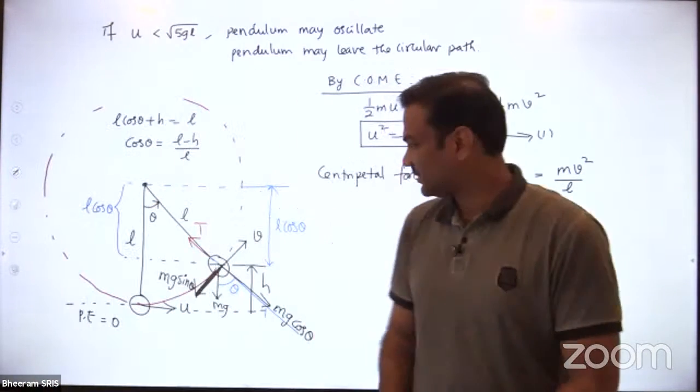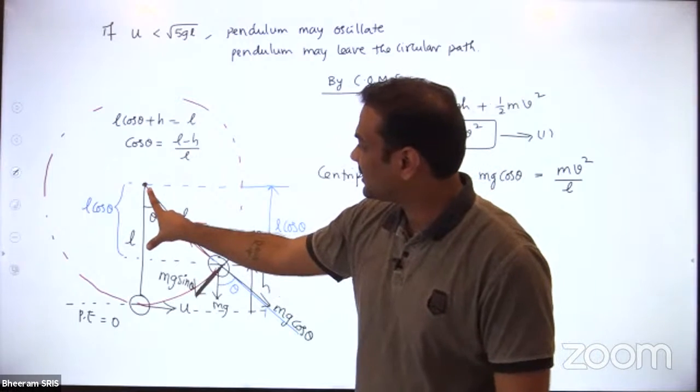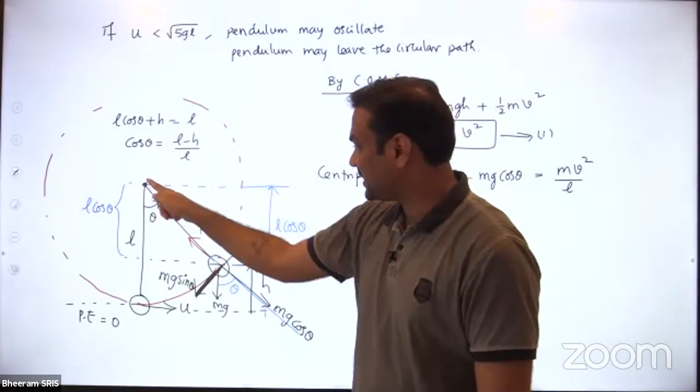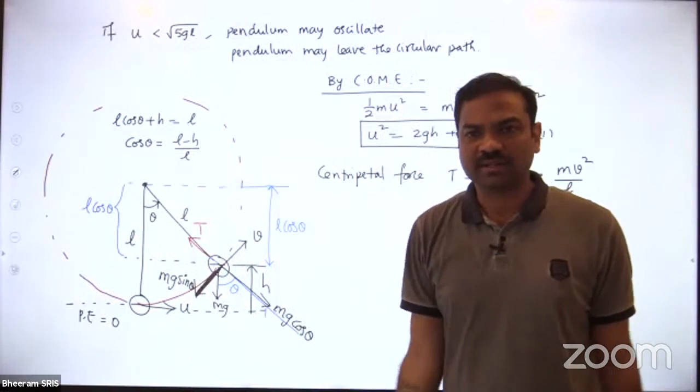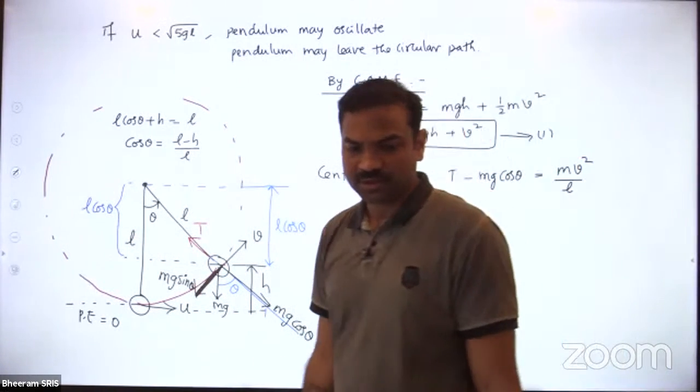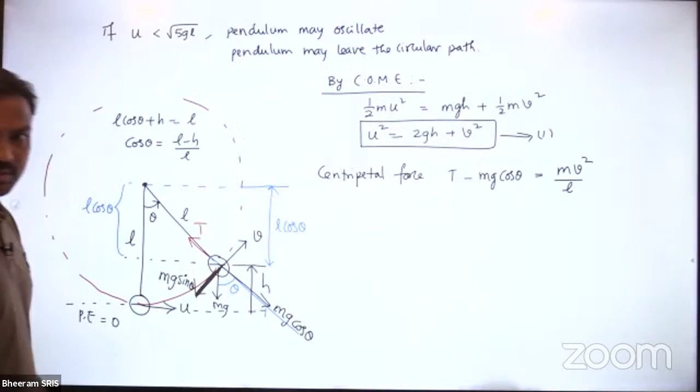All of you okay? Or else you can do it like this also. This is H. Then what will this length be? L minus H. And this is L. Then what is cos theta? L minus H by L. That way also you can write it. Mathematics, no? You can do it any way, your choice. So understood this cos theta.